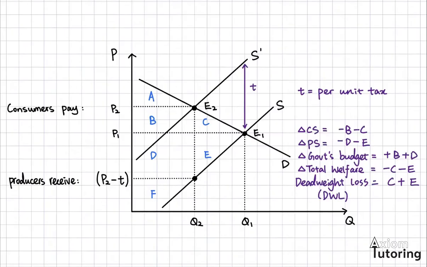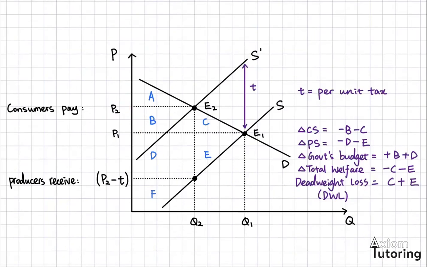The supply curve after tax is labeled as S prime, and it is parallel to the original supply curve S. The vertical distance between the two supply curves is exactly equal to the tax per unit at all levels of output. The tax creates a new market equilibrium at E2, where the transaction quantity is Q2, lower than the original transaction quantity, and the price consumers pay is now P2, which is higher than the original price P1. This higher price reflects the fact that part of the tax burden is passed on to consumers.